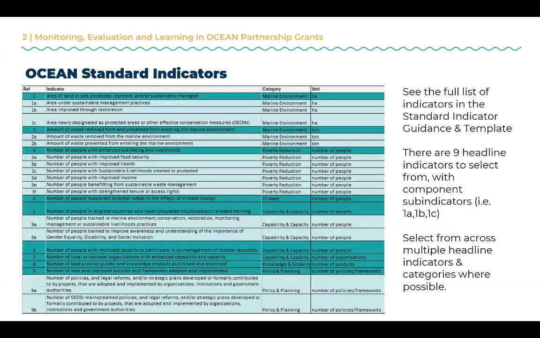So this is what the standard indicators look like, and you can see this full list of indicators in the standard indicator guidance and template. There are 9 headline indicators, which are in the darker teal, and many of them have subcomponent indicators, for example, 1A, 1B, 1C, and we'll be asking applicants to select from across multiple headline indicators and categories wherever possible.